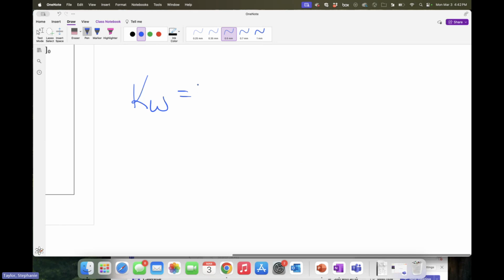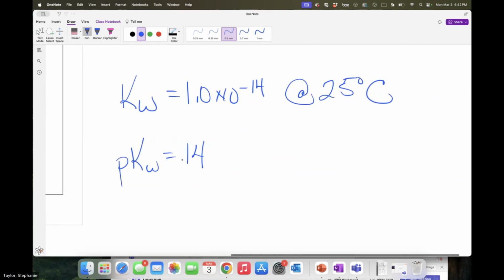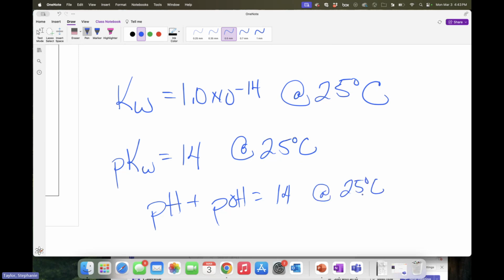So KW is equal to 1 times 10 to the negative 14th at 25 degrees Celsius. I'm just going to go ahead and say now, I don't remember if it goes on the page or not, so I'm just going to tell you now to have this memorized. Because that way you're going to know that pKW is equal to 14 at 25 degrees Celsius. So that way you'll know that pH plus pOH is equal to 14 at 25 degrees Celsius. And that is really useful. Useful now, useful later.